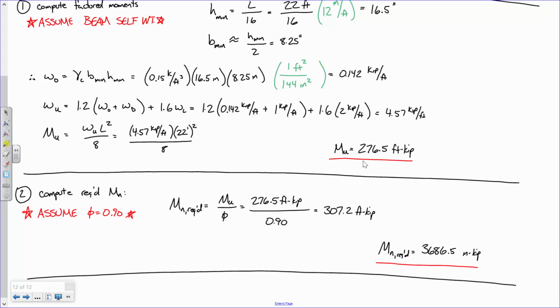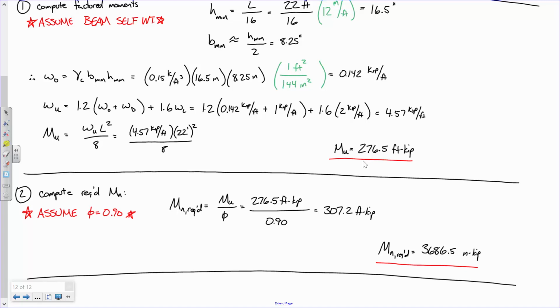Step two, really easy. Now that we've got our Mu, we compute the required Mn. So this is a required capacity of the section. This is how much moment we need our beam to be able to resist, minus our safety factor. Now our resistance factor, our safety factor, we don't know what that is either because that's dependent upon the strain in the steel. A safe assumption is to assume that that's 0.9. So all these assumptions, we're going to go back and check later. It's just something to be aware of. So far, so good? Okay, so let's go ahead and keep on trucking.